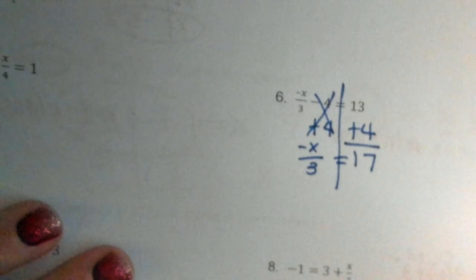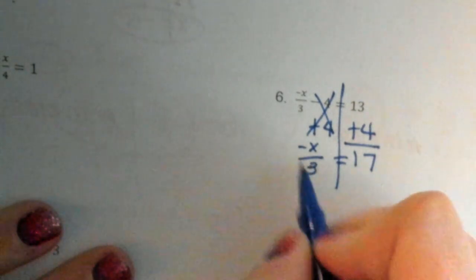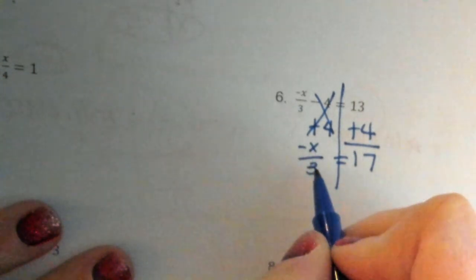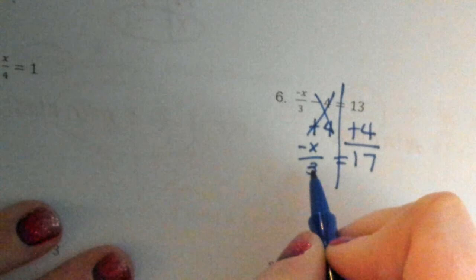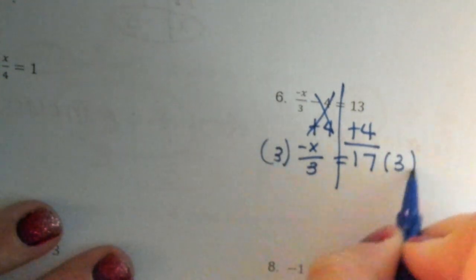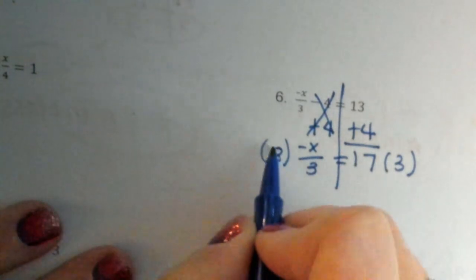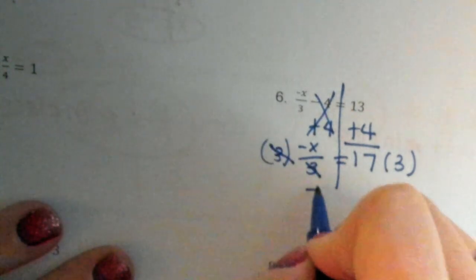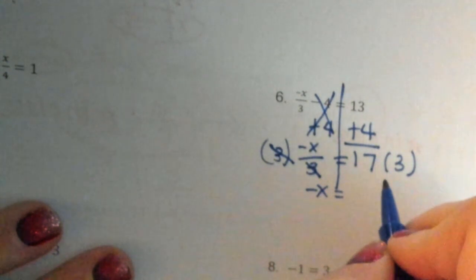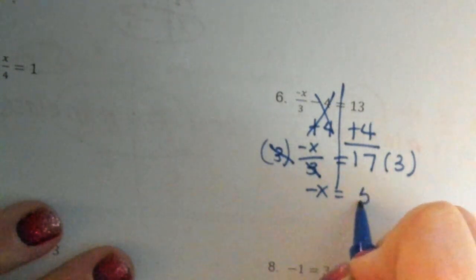Okay? All right. So what can we do to get rid of this 3 here? What's happening here? Well, this is division. So what's the opposite of division? Multiplication. So we're going to multiply both sides by 3. All right. So when we do that, we cancel out. We still have a negative x equals 17 times 3, and that's a 51.